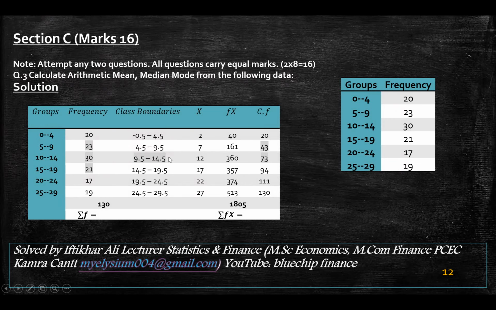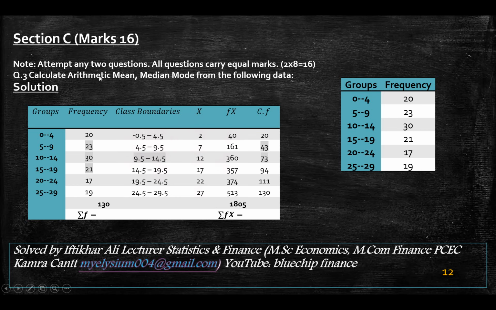After that, the second important thing is to calculate the class mark X. Simply add these two and divide by 2, and it will produce the class mark. So minus 0.5 plus 4.5 divided by 2, that will be 4 by 2, which is 2. 9.5 plus 4.5 divided by 2, 7. 14.5 plus 9.5 divided by 2, 12, and so on.